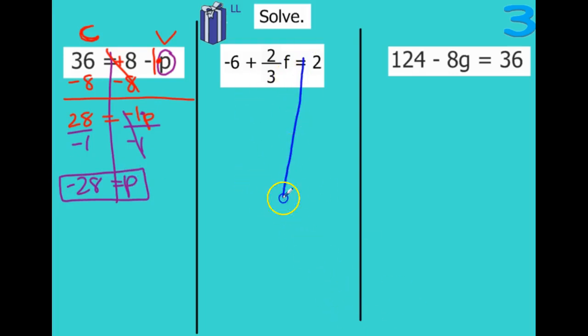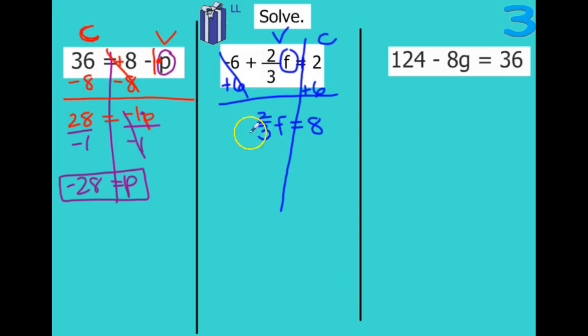Next, draw your line down. We want f all by itself. So keep your variable here. We want all the numbers, the constants, on the right. First, get rid of our addition or subtraction, just the number next to the letter last. So add 6. 6 minus 6 is 0. So we have 2 over 3f. And 6 plus 2 more is 8.